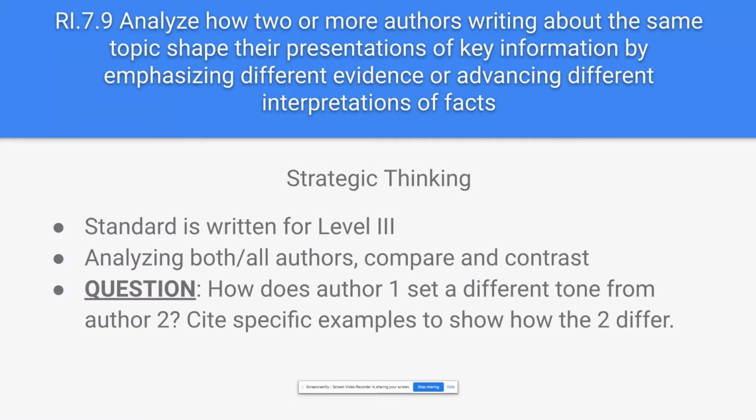So at this point, you'll be analyzing all the authors by comparing and contrasting them. A question at level 3 might be: how does author 1 set up a different tone from author 2, and cite specific examples to show how the two differ? You really have to analyze the statements of the authors, find where they link together, and make sure that you make those connections.